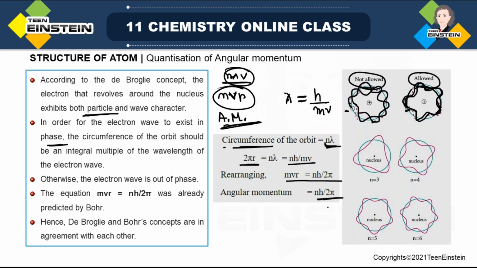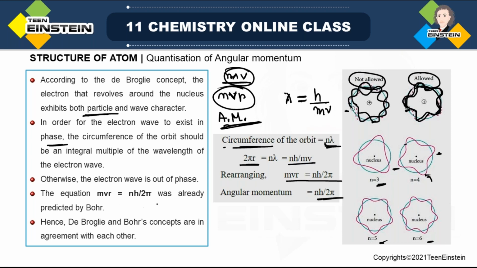Fine. So suppose n is equal to 3, then it will look something like this. If n is 4, see, all are in phase. Then n is 5, n is 6. So always it will be in the same phase, and the n value can only be an integer value.